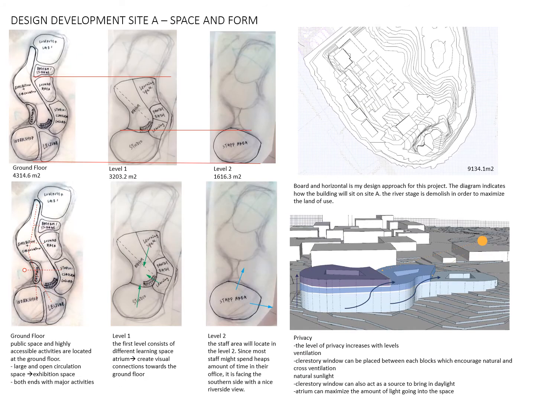Then this slide shows a little bit of spatial planning, and the ground floor would mostly be public accessible space or highly engaged activity like workshop and lab and exhibition. And then level 1 is mainly about learning activities like studio and learning space with a nice atrium in the middle. Then the top level will be staff use only, so you can see the privacy increase with levels.